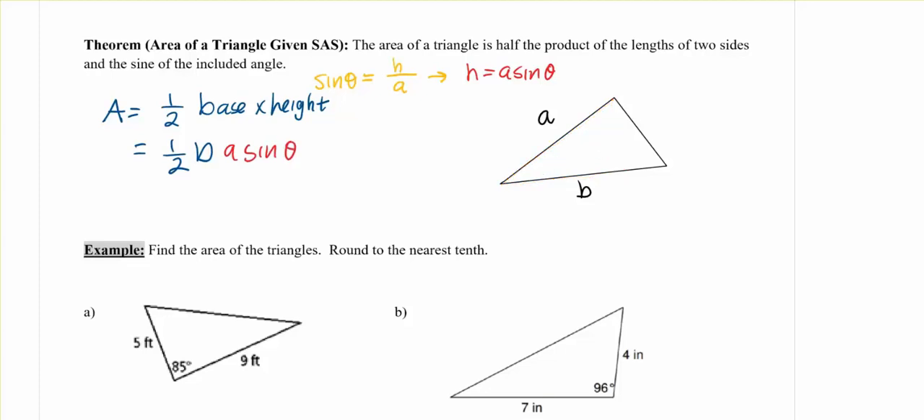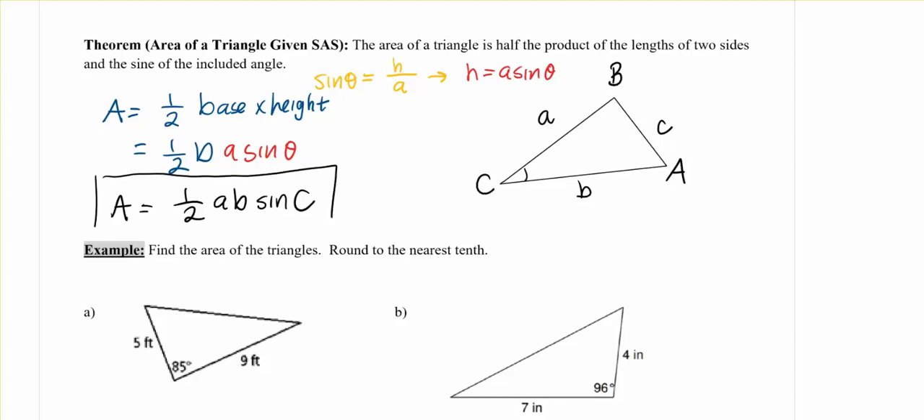Okay, so let's change this up a little bit, and I'll use this formula. We'll call this side C, and the angle opposite of C we'll call capital C. Side opposite of B, we'll call capital B. Side opposite of A, we'll call capital A. So the way we have it here, the area of this triangle was 1/2, and I'll switch the order here, A, B, and then sine of the angle between them, which happens to be C. So this is one way you can write the formula.